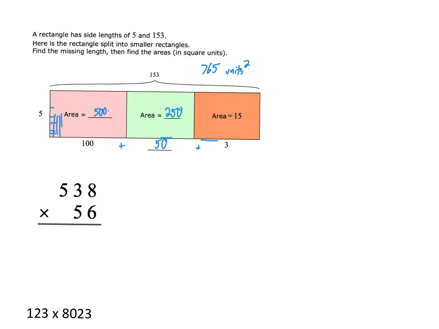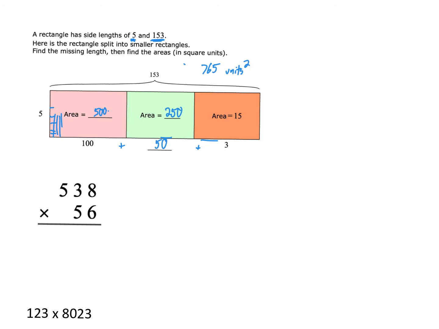All right, and we always want to ask, does it make sense? 5 times about 200 is about 1,000. Yeah, that answer is close to 1,000. I'm sorry.